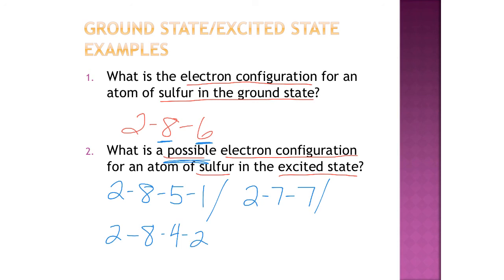So you still have to have a total of 16 electrons because that's how many a sulfur atom would have. And you can't violate any rules. So what I mean by that is we can't do 1, 9, 6. So that one doesn't work because the second level can only hold 8 electrons. So as long as you don't violate any rules, if you were answering this and listing a possible electron configuration for it to be excited, you could technically have a lot of different answers. But again, same number of electrons, move one or more out to a higher energy level.